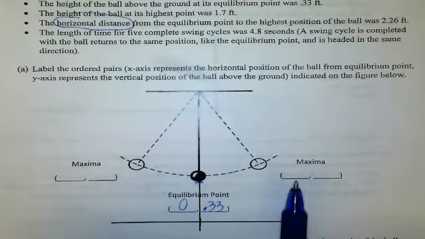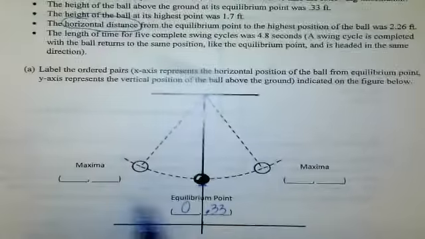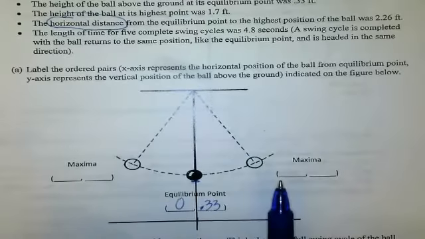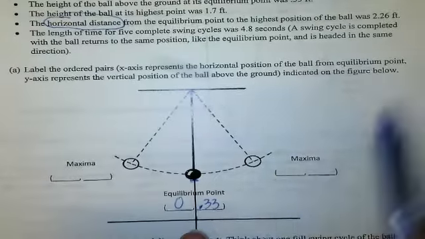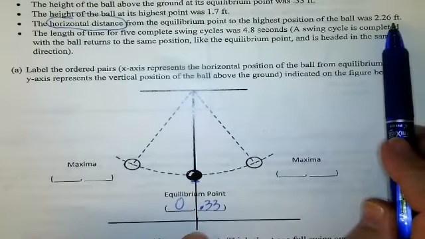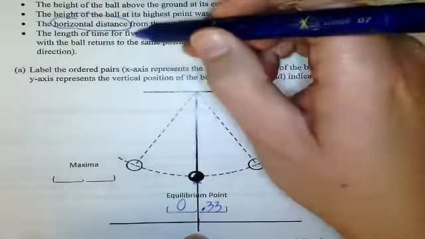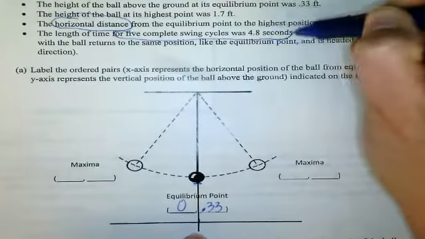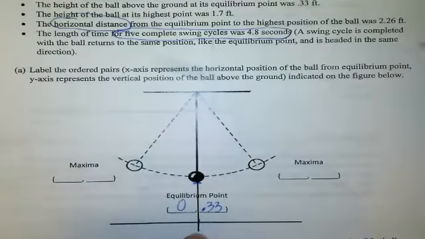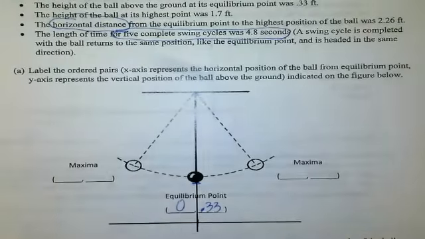So as this ball is moving to the right or to the left, it gives 2.26 feet to the right or to the left. The length of the time for 5 complete swing cycles was 4.8 seconds. A swing cycle is completed when the ball returns to the same position like the equilibrium point and is headed in the same direction.